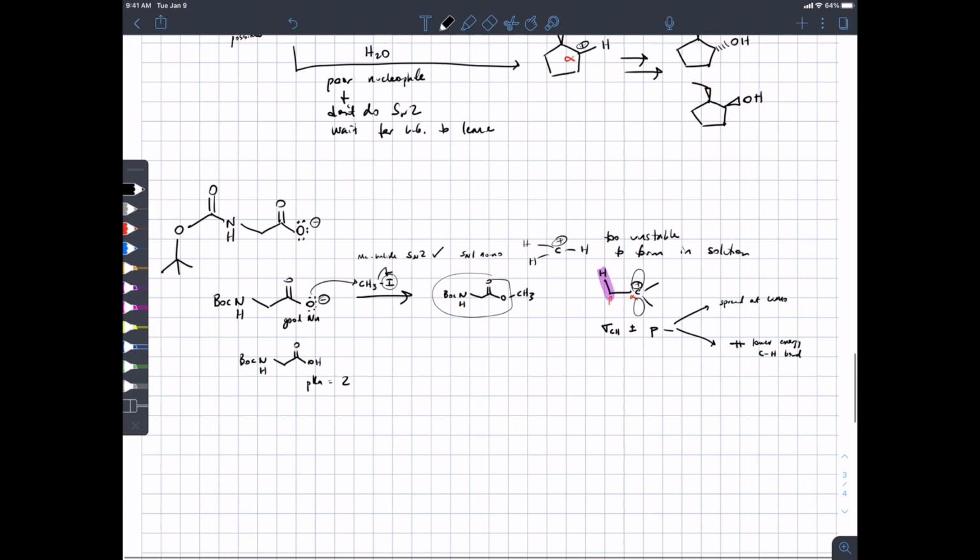So yes, the methyl carbocation doesn't have any beta protons. There's no alkyl groups attached to that alpha carbon, and therefore it's too unstable to form as an intermediate.